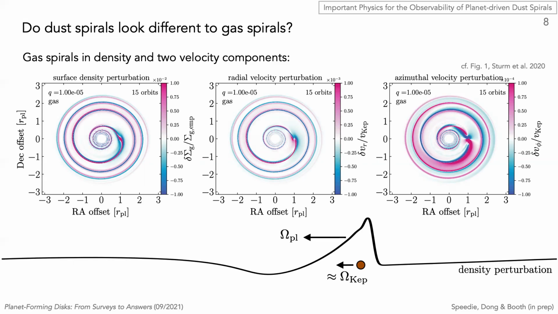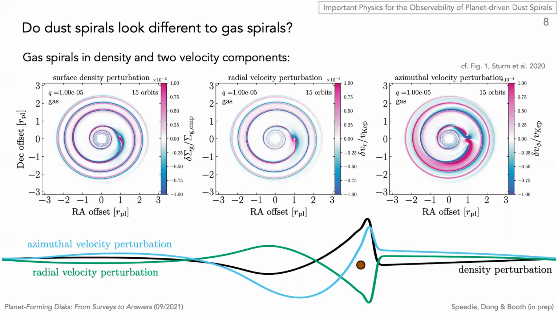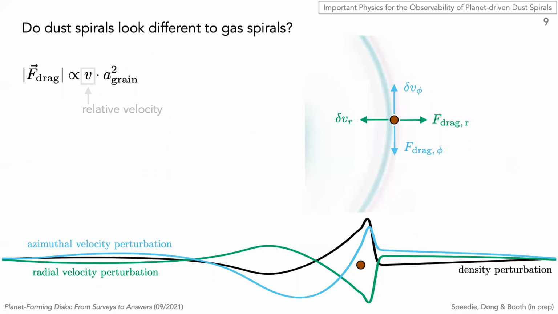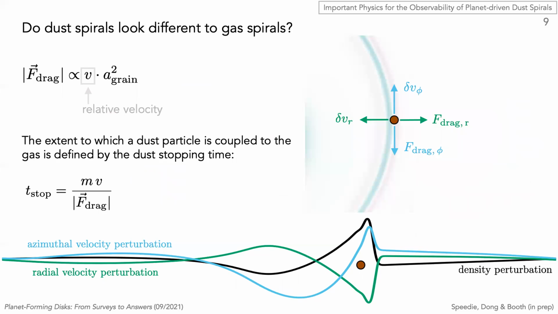You'll feel not only a density change in the gas around you, but you'll also feel the velocity of the gas around you changing. This means that there will be a relative velocity between you and the gas, and you'll experience a drag force. This drag force and the relative velocity defines the extent to which a particle of mass m is coupled to the gas, which is quantified by the stopping time, or in dimensionless units, the Stokes number. The Stokes number is a property of the dust particle.